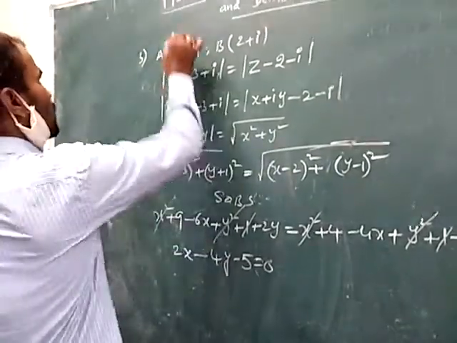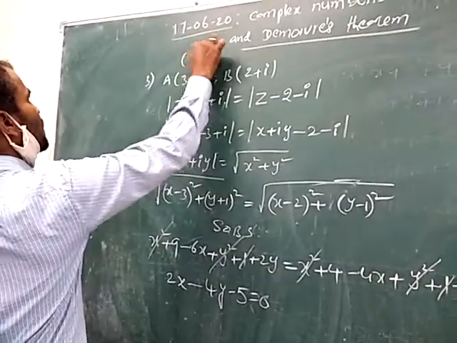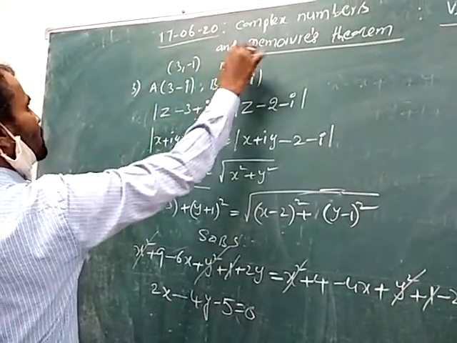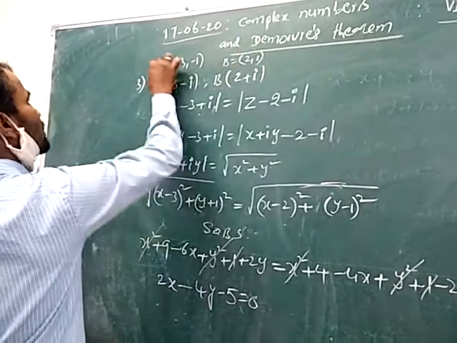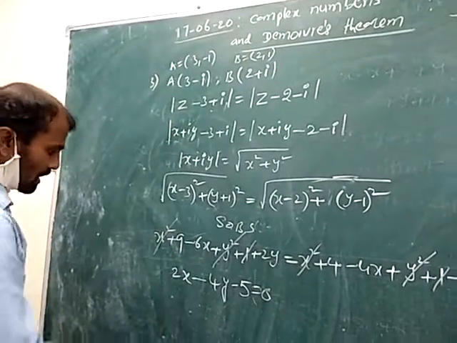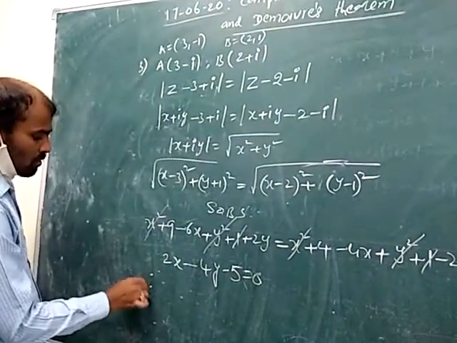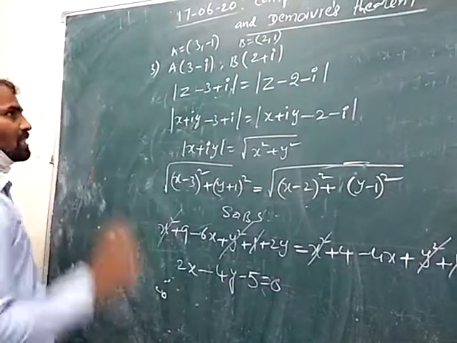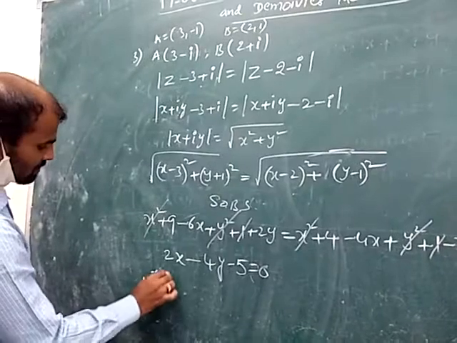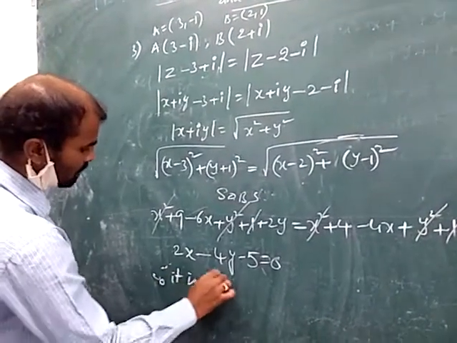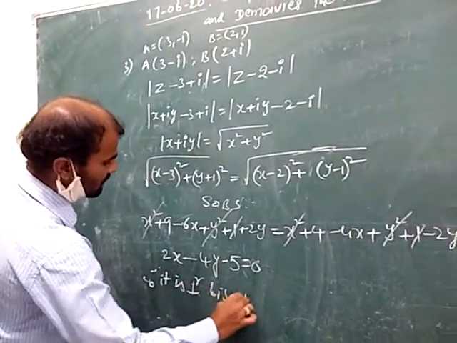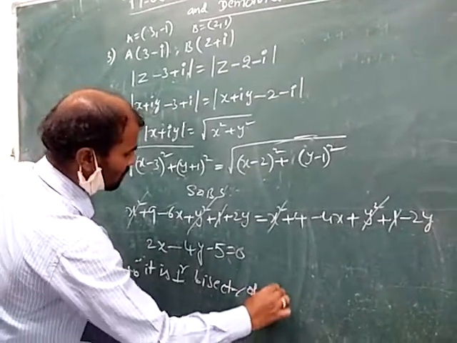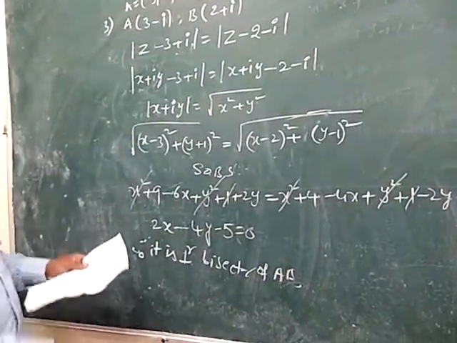Let here, what is A point here? A is (3, minus 1) and B point is (2, 1). So clearly this is passing through the midpoint of AB and is perpendicular to the line joining AB. That means it is the perpendicular bisector of AB.